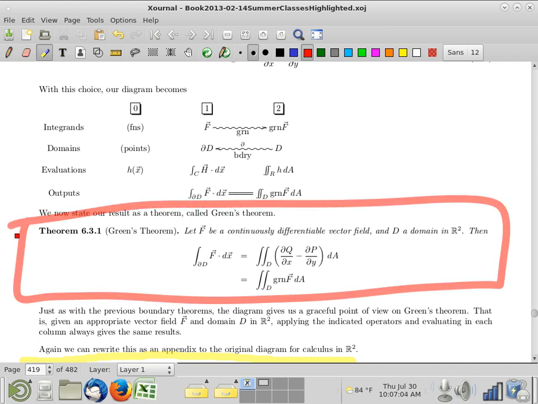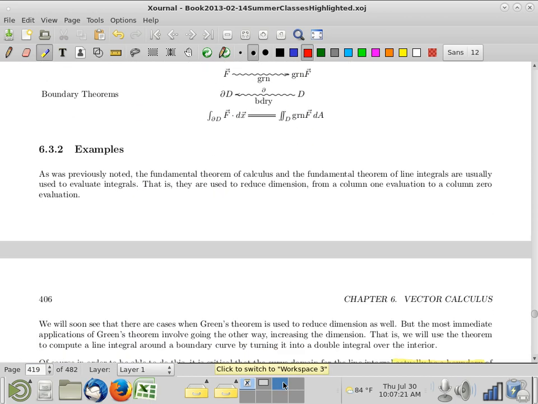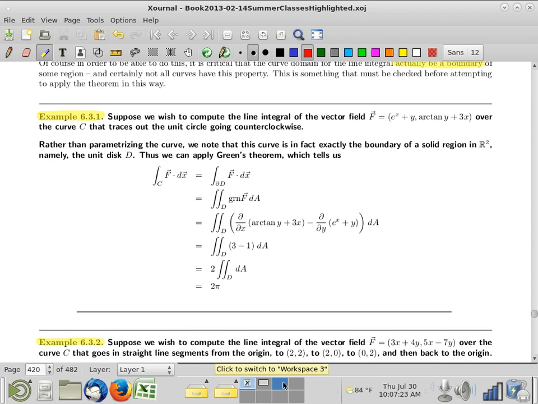Be aware of the different notations. I like to refer to this as an integral of Green's operator. Most of the time you're going to see it written as the integral of dQ/dx minus dP/dy, just more common notation. Okay. Right. So let's see an example of this.